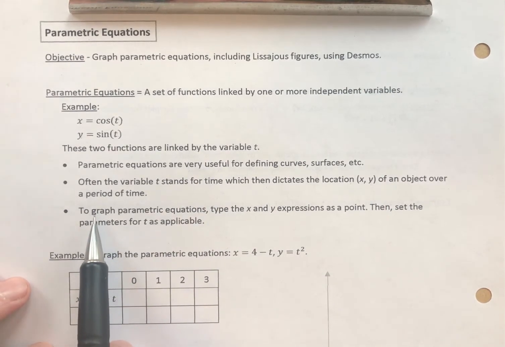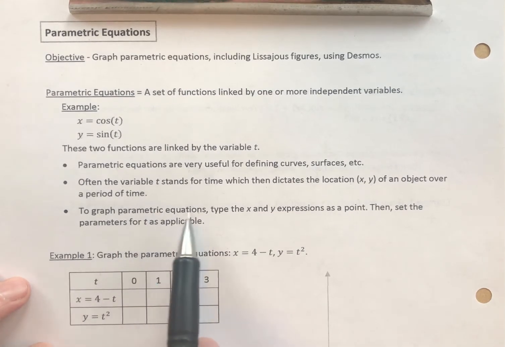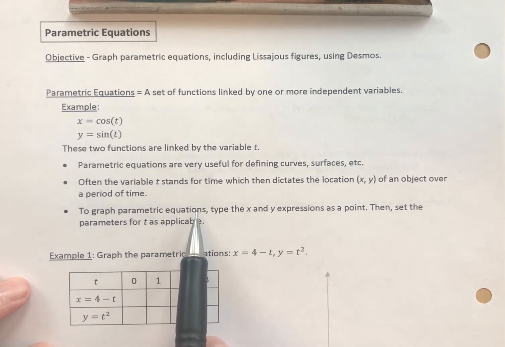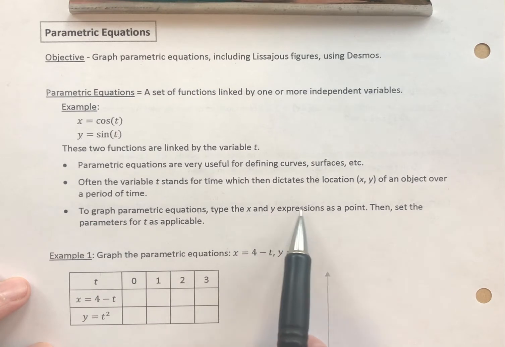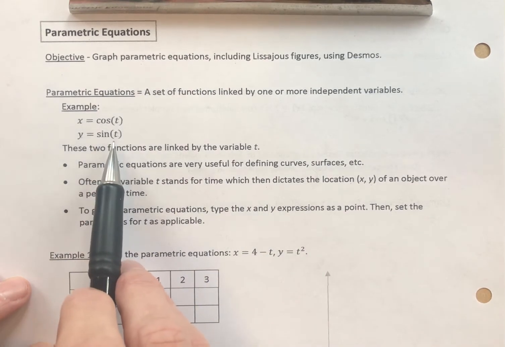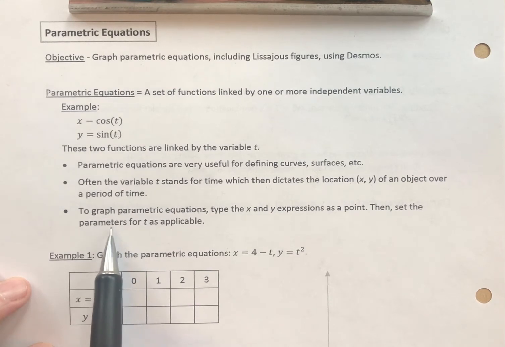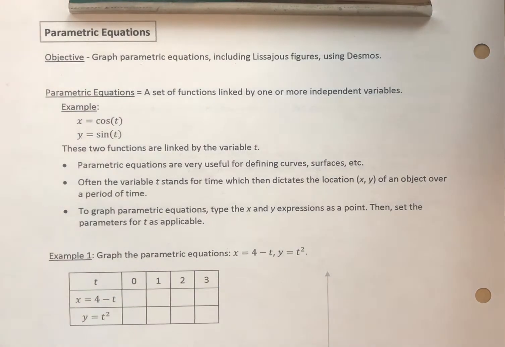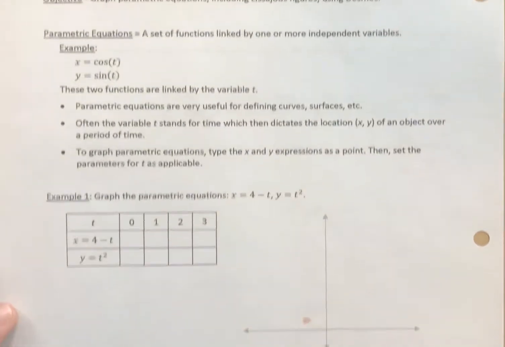In Desmos, to graph parametric equations, it's really quite simple. We're going to type the x and y expressions as a point, and we're going to use the letter t and set the parameters for t as applicable to the problem. Let's take a look at a couple.